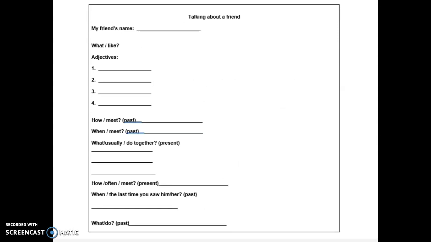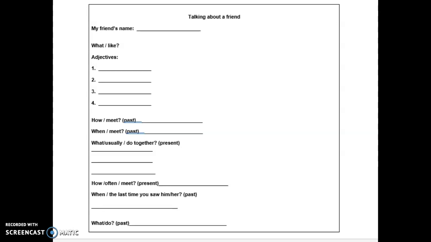Okay, so we've moved from controlled practice on to now freer practice. This is where we give the students the opportunity to use the language they've learned in a freer way. So we're focusing more on fluency and building confidence than accuracy here. Tell your students you want them to talk about a friend of theirs. But before they do that, they need to fill in this sheet. The best way to show them what they need to do is to show them an example.